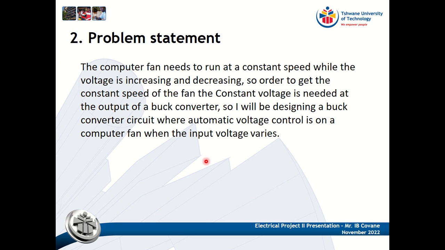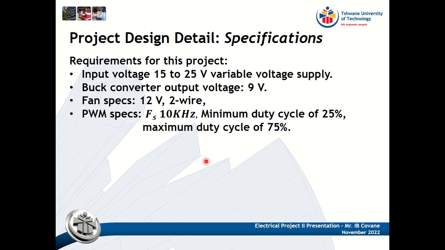The computer fan needs to run at a constant speed while the voltage is increasing and decreasing. In order to get the constant speed of the fan, a constant voltage is needed at the output of the buck converter. So I will be designing the buck converter circuit with automatic voltage control on a fan when the input voltage varies. Let's now look at the specification.